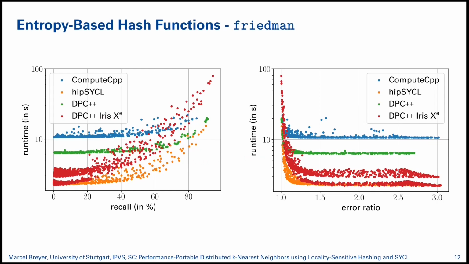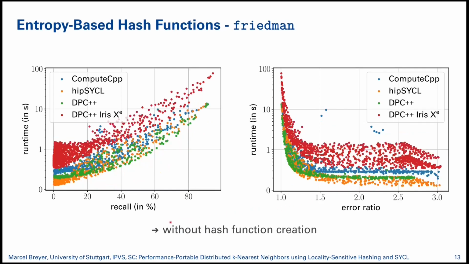Looking at the error ratio, we again see the static overheads, and that the runtimes drastically increase when reaching an error ratio of 1.0. And again, increasing the error ratio after 1.3 does not increase or decrease the runtimes anymore.